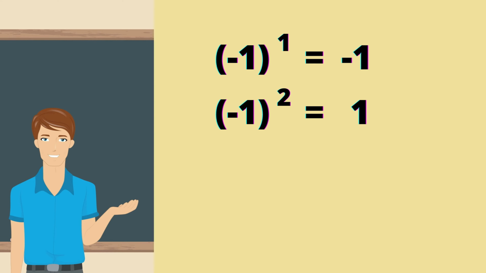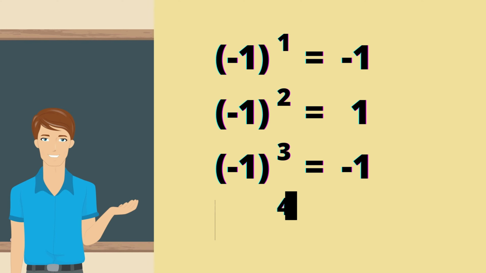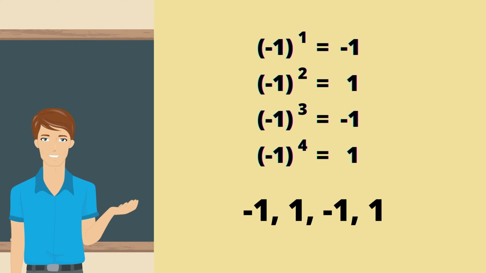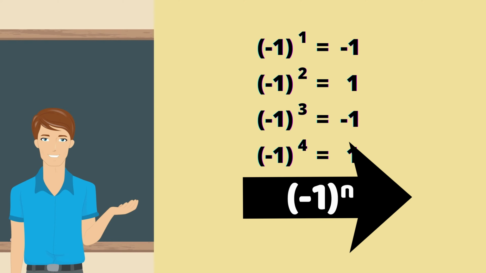2, 3, 4, and so on, then we have the sequence -1, 1, -1, 1, and so on, or the sequence with alternating signs. It can be represented by the rule (-1 raised to n), where n is equal to numbers from 1, 2, 3, and so on, up to n.